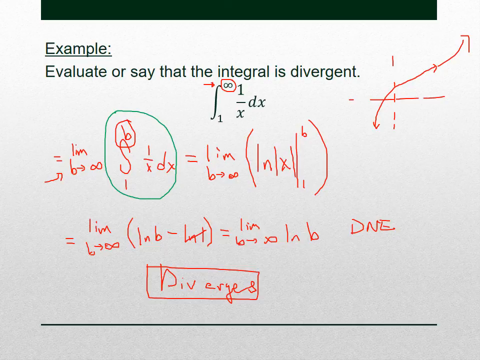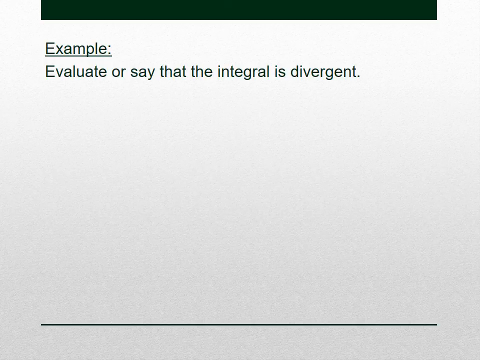If that limit did exist, and if we got a number, then we would say that this integral converged to whatever number that was. Alright, so this is a property here. We'll box it in blue just for fun. The limit as b goes to infinity of the natural log of b does not exist. That's something we haven't seen before, but I expect you guys to be able to figure that out from your graph or a table. Alright, again, evaluate or say that this integral is divergent.